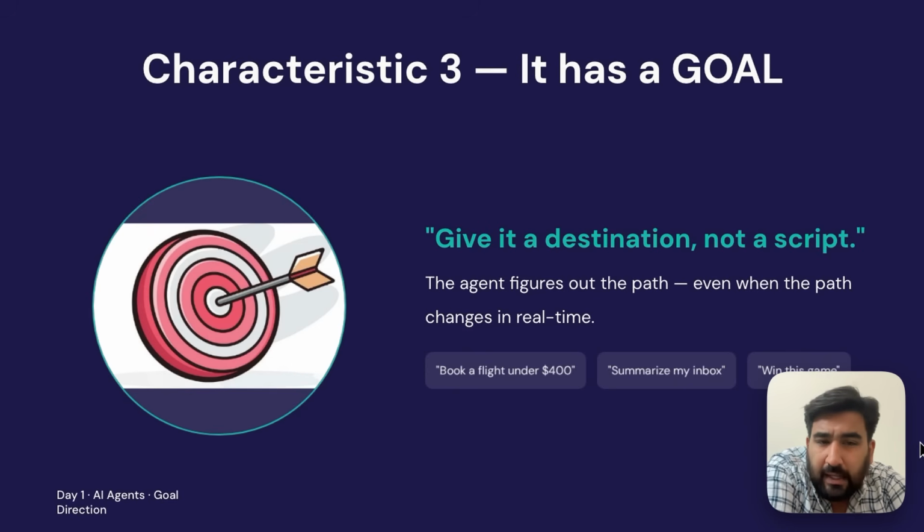So you did not tell it the sequence of steps to follow. You told it the outcome you want, directly the goal. Compare that to a normal program, where you have written every line of code with if, else, first do this, then do that, then check the condition, then return this value. Programs need scripts. Agents just need goals. I hope this is clear now. This is a huge difference.